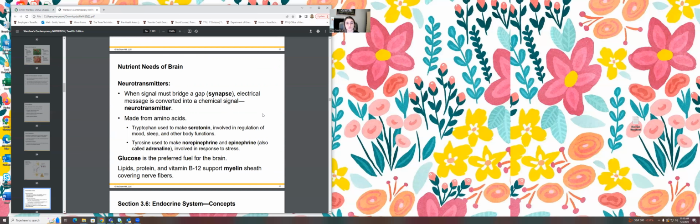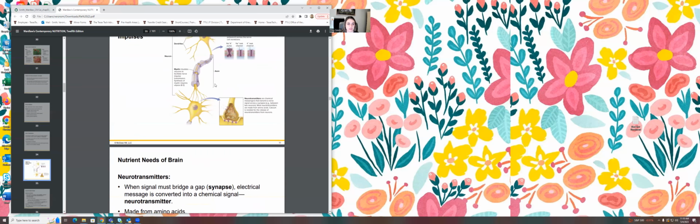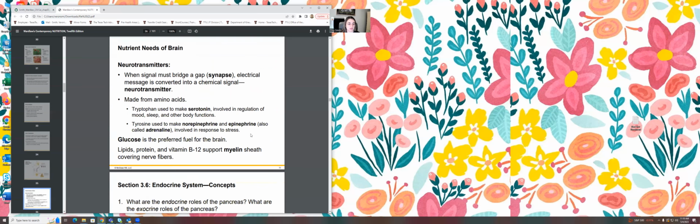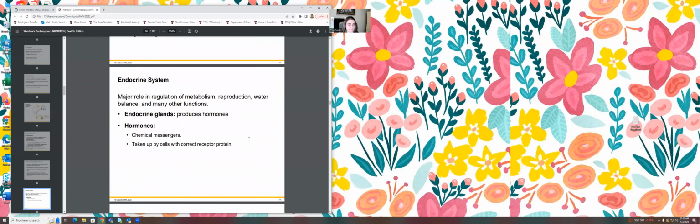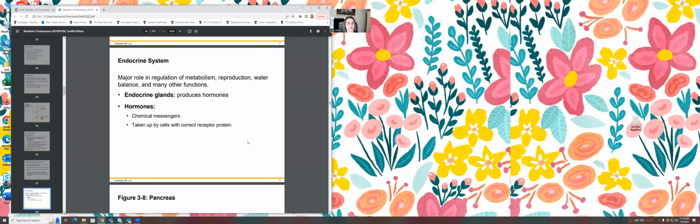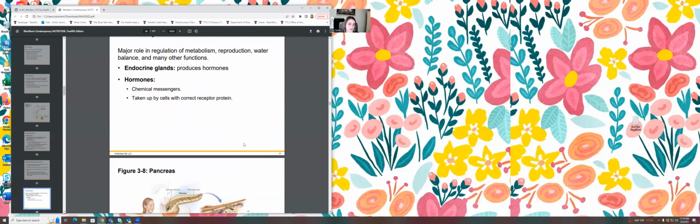Those are like a little kind of these things that go through everywhere. And then glucose is the preferred fuel of the brain, so kind of like sugar. Let's see, the endocrine system has a major role in regulation of metabolism, reproduction, water balance, and many other functions. The endocrine system is particularly our hormones.